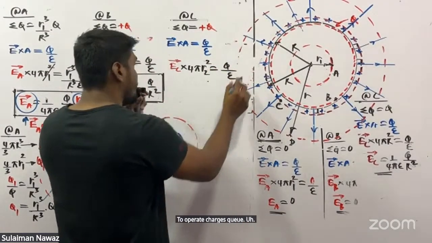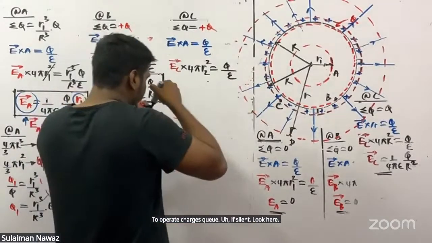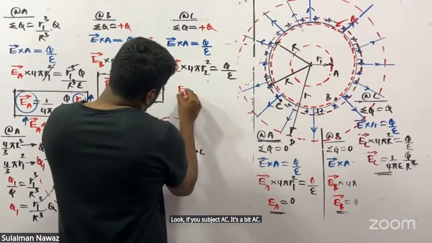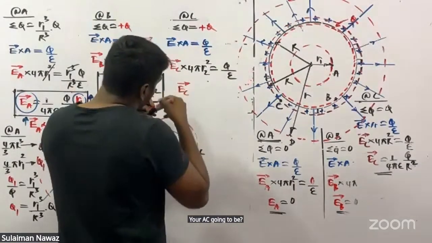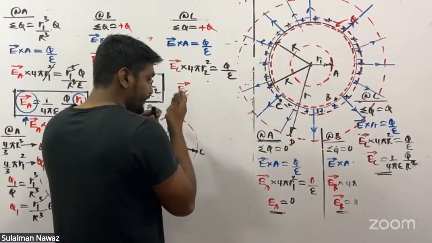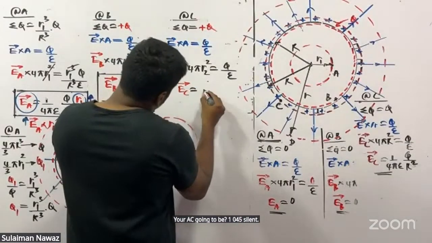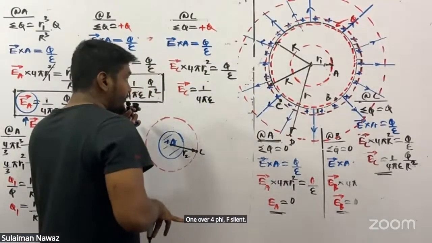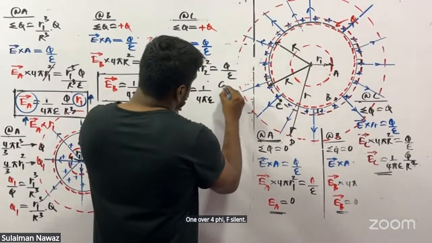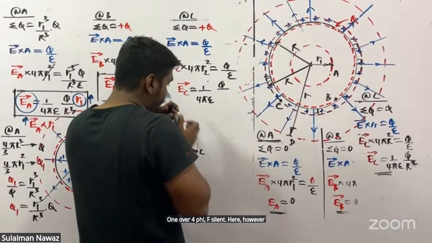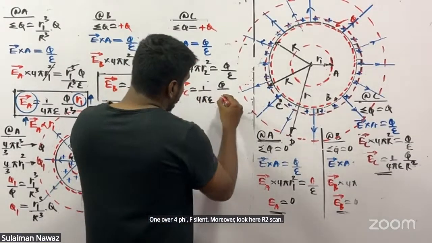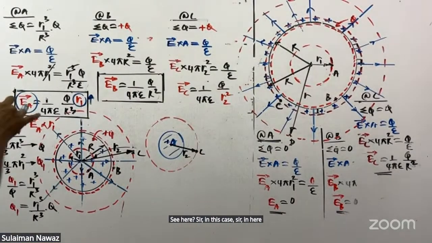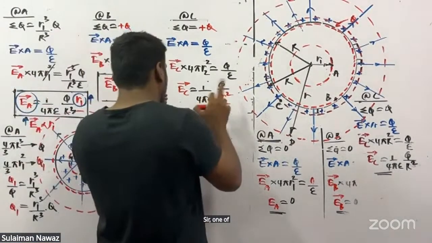Epsilon. Look here. If you subject EC, your EC is going to be 1 over 4π epsilon, Q over R2 square. See here. In this case, sir, 1 over epsilon is a constant, Q is a constant.